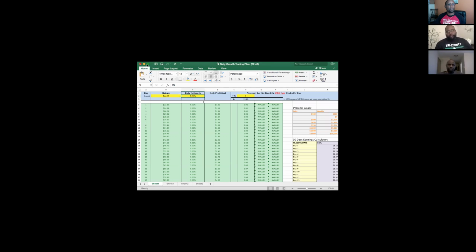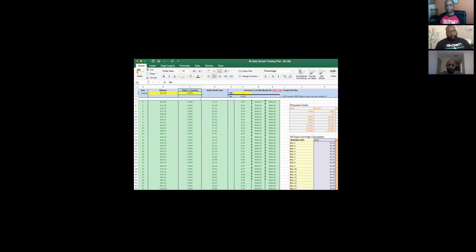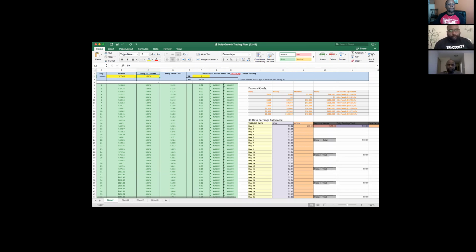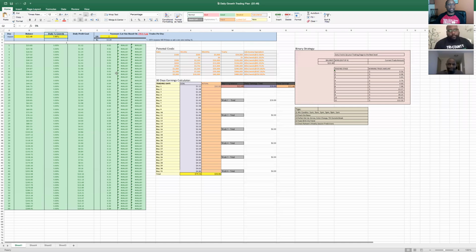Okay, you guys see that? I'll make it a little bigger, but I don't want it to overtake my whole screen because I like seeing you guys when I'm talking. Now what this daily growth trading plan does is it shows you exactly. I'm going to change this balance right here, because I said I was going to start mine out with $500, which I have in the account right now. At $500, I'm saying I want to make 5% interest on my money every day I trade. So the first day, I need to make $25.